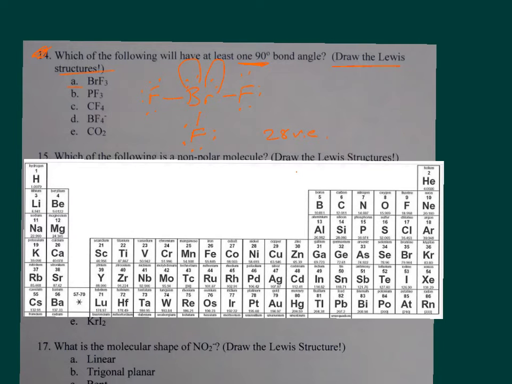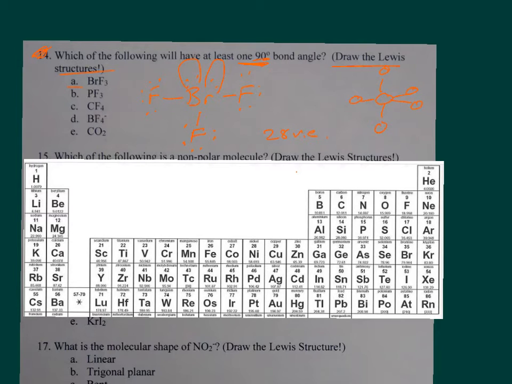Now let's see if this particular one gives a 90-degree bond angle. To do that, we've got to transfer this to a shape. So you notice that there are actually 5 directions coming from the bromine. That main shape is going to be trigonal bipyramidal, so kind of like this. There's trigonal bipyramidal with 5 directions.